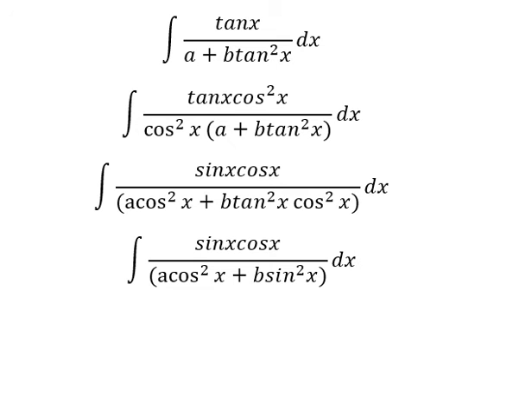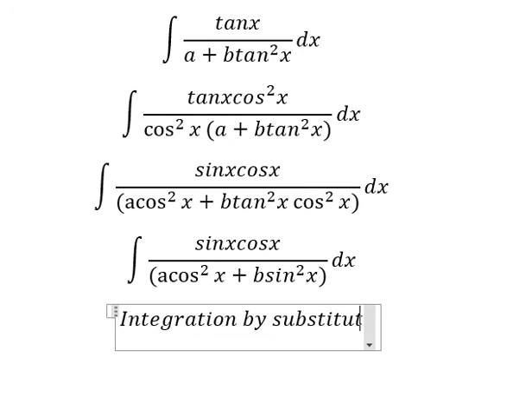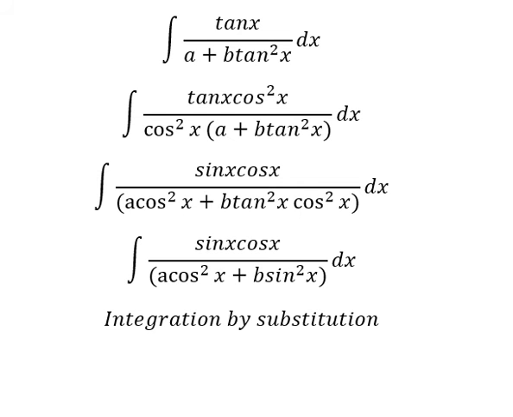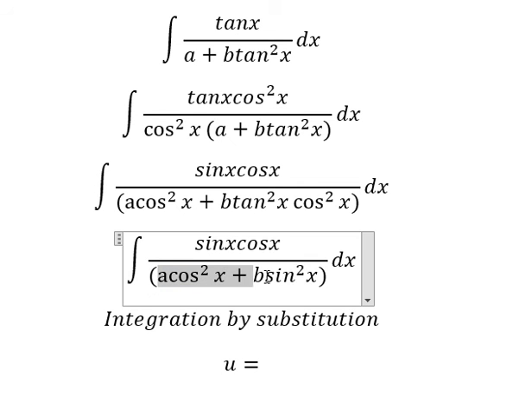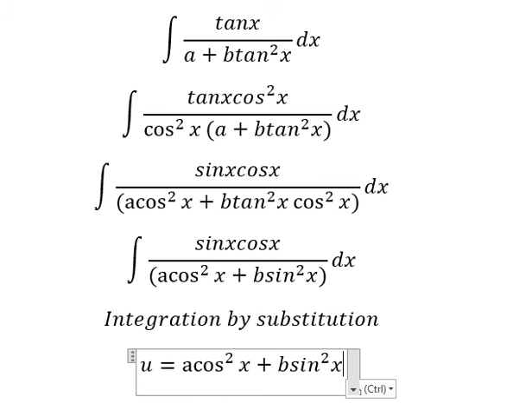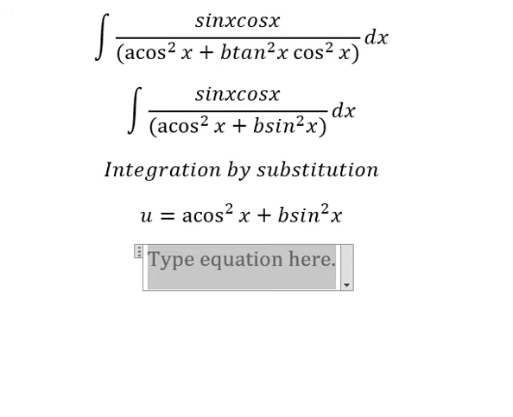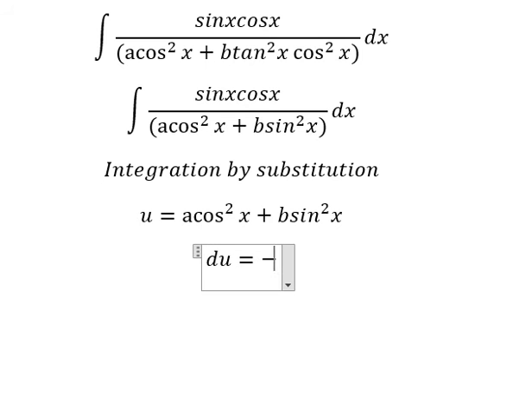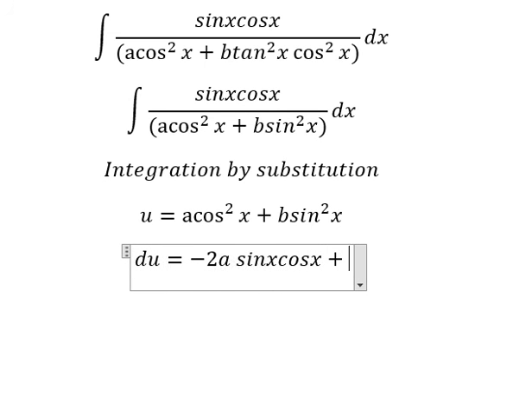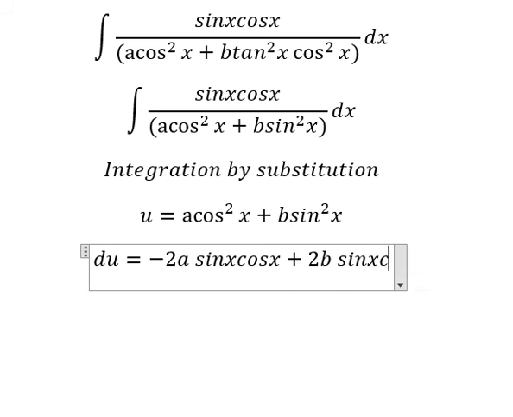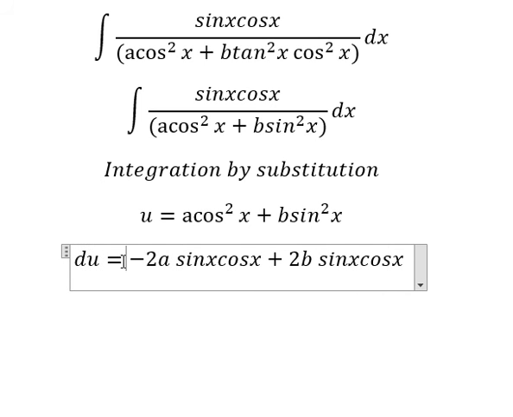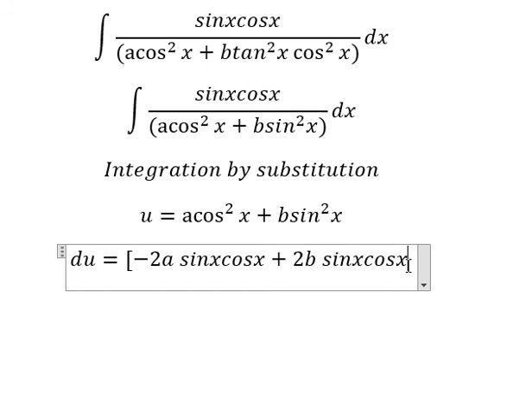Next, we need to use about integration by substitution. So I will put about u equals to this one. So if we do first the derivative for both sides, we have du equals to negative 2a sine x cosine x plus 2b sine x cosine x, and we have the dx in here.